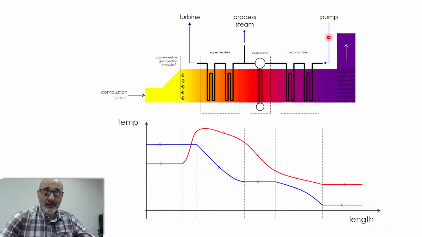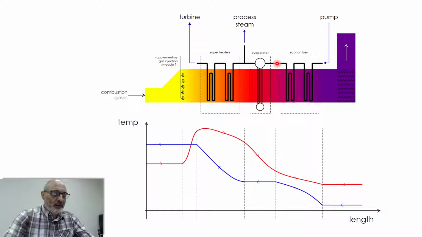So here you have liquid water, low temperature. They absorb heat in 3 steps. First, in what we call economizers, you have cold water, actually compressed liquid. Then this water is heated to saturated liquid water.